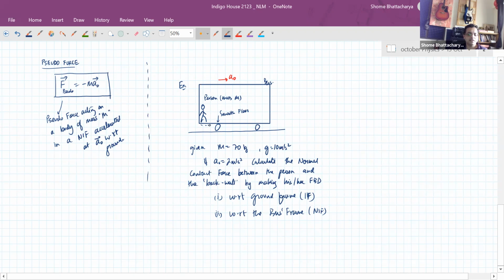Try to understand what kind of contact force will be acting between the back wall of the bus and the person, if I were to make his free body diagram in the ground frame. Suppose an observer standing at rest on the ground is observing this person and makes the FBD of the person inside the bus. What will this observer say in terms of forces acting on his body and the application of Newton's second law? Then we will see how this can be adjusted for the situation where the observer is not on the ground but is inside the bus and therefore is in the non-inertial frame.